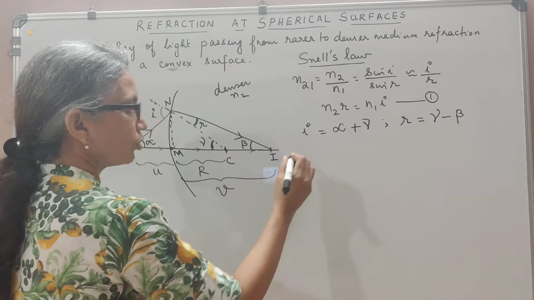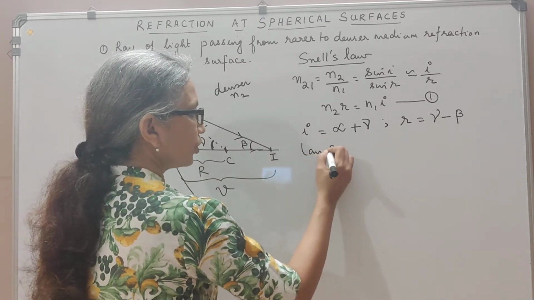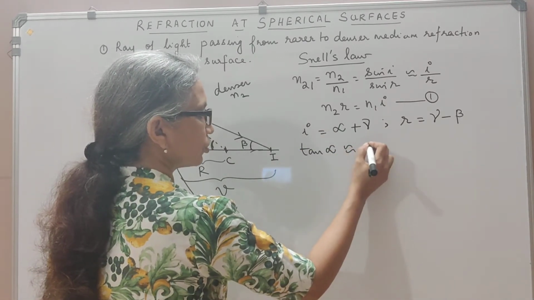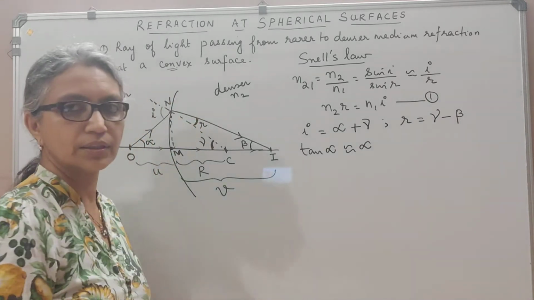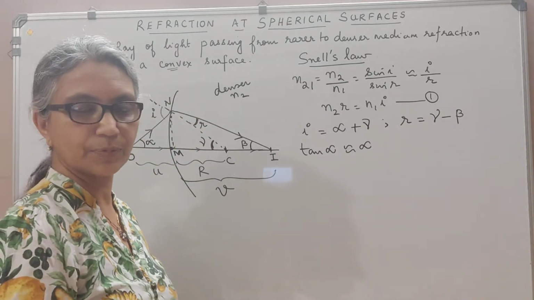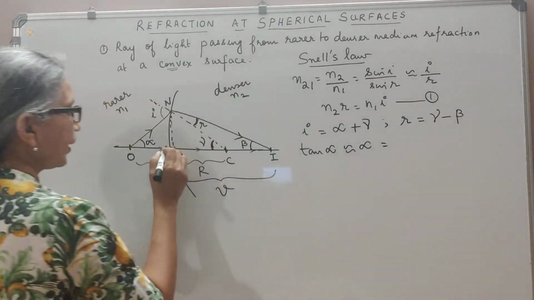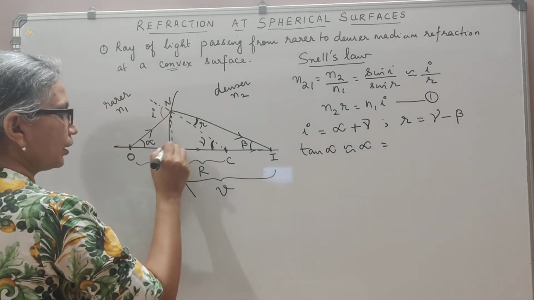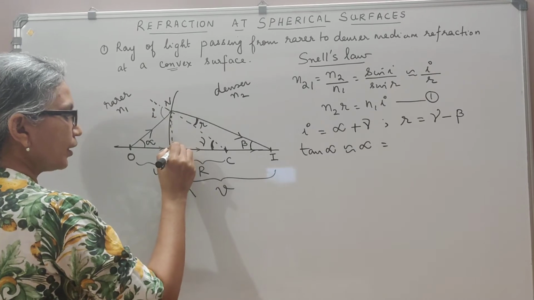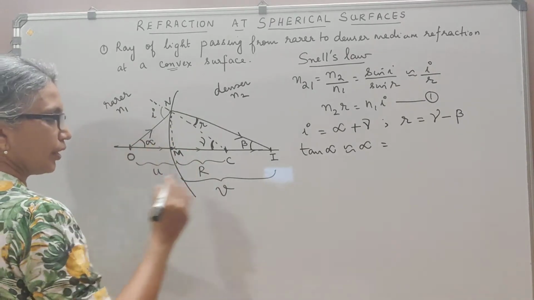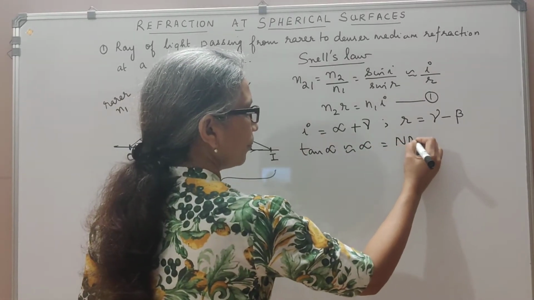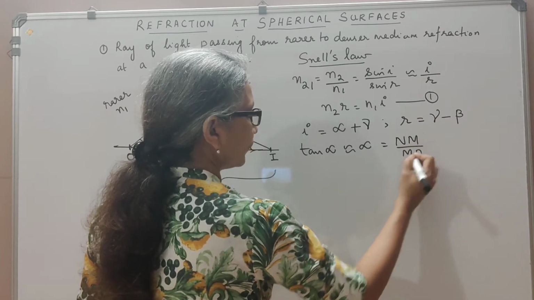Okay. So what I'm going to do is take tan alpha, which for small angles can be approximated to alpha. If tan theta is small, tan theta is approximated to theta. This is going to be equal to, see, tan alpha from this triangle here will be the opposite side by the adjacent side. So that will be NM by MO.